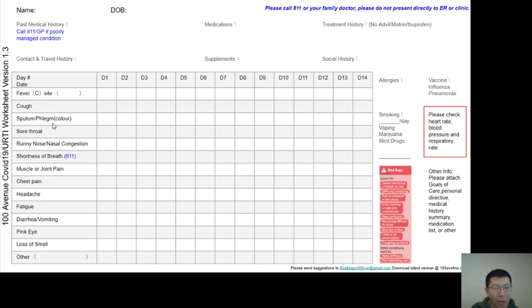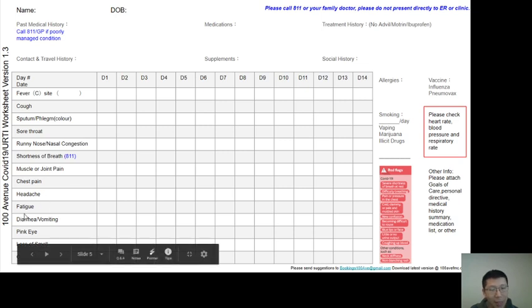from the cough, whether or not there's any sputum or phlegm, and even the color. If you've had a sore throat, runny nose, nasal congestion. If you're feeling short of breath, you should probably be seeking medical attention, either calling your family doctor or 811. You might have pain in your muscles, joints. Chest pain might be indicative of pneumonia or inflammation around your heart, or even progression of cardiovascular disease in case you have underlying risk factors.